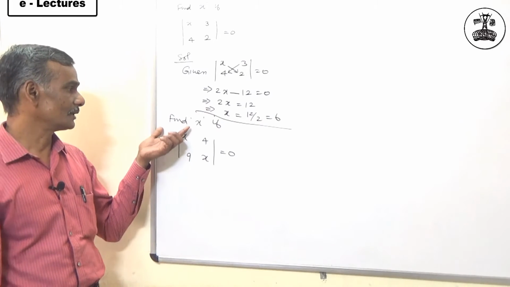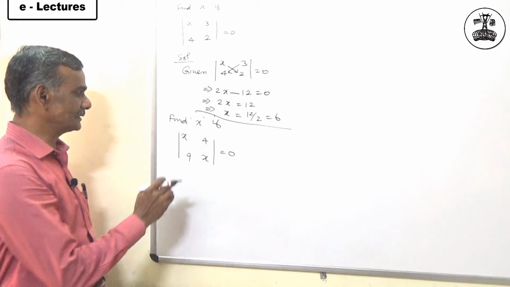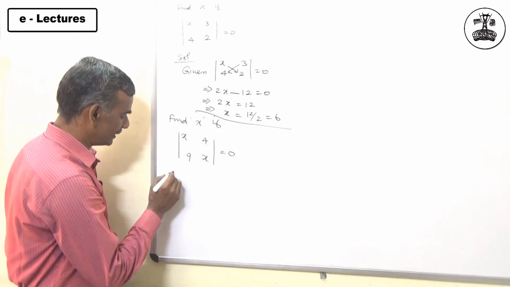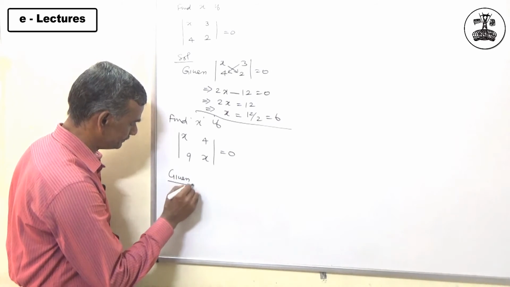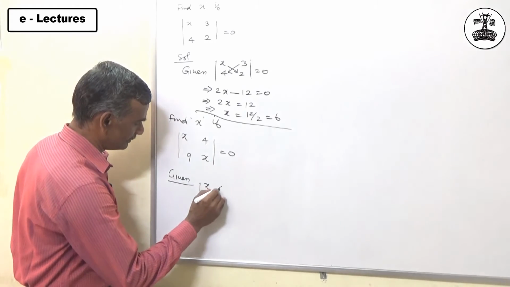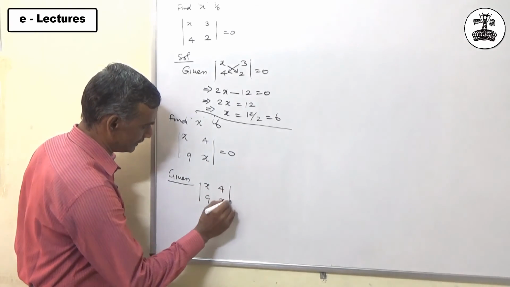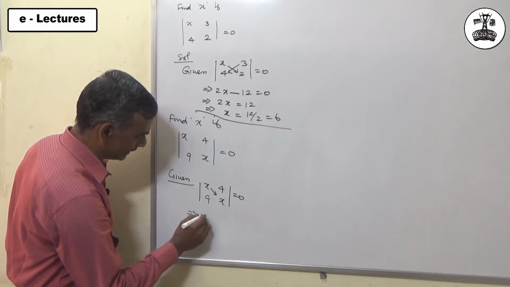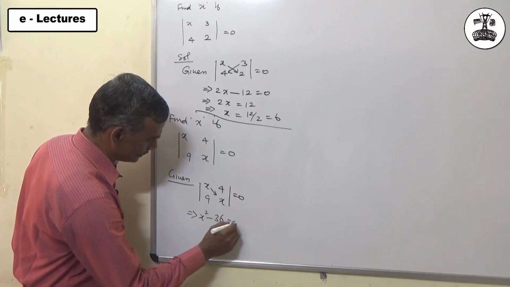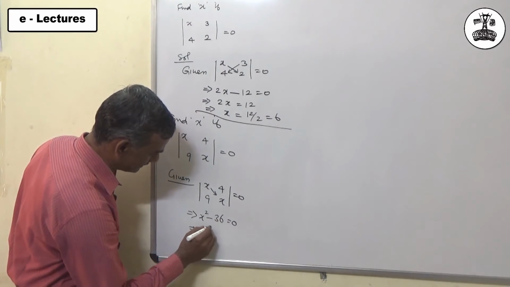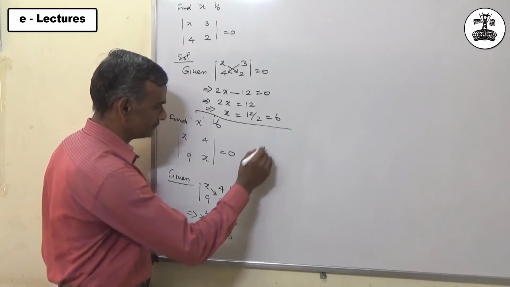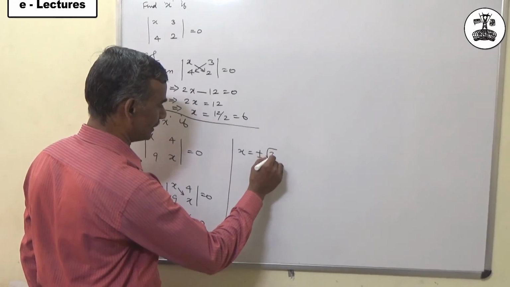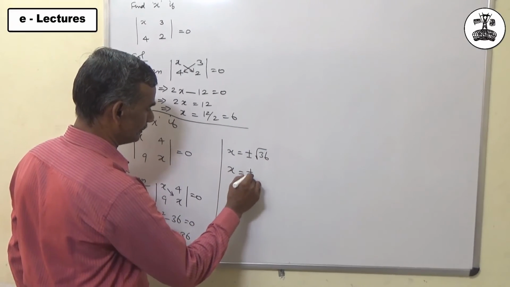Example number 2. Find the value of x if the determinant x, 4, 9, x equals 0. So given x, 4, 9, x equals 0, this implies x into x, x square minus 36 equals 0. This implies x square equals 36. So x is equal to plus or minus square root of 36. Therefore x is equal to plus or minus 6.